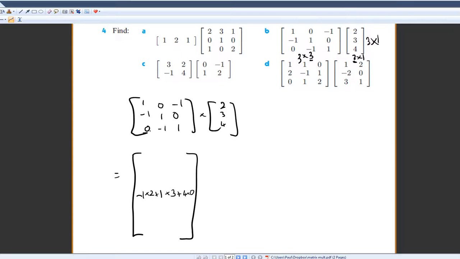Alright, now let's do row 3, column 1. That goes down here in position 3, 1. 0 times 2 plus -1 times 3 plus 1 times 4. Alright, let's get this first one. It's found by running this row, the first row, and diving the first column. 1 times 2 plus 0 times 3 plus -1 times 4.